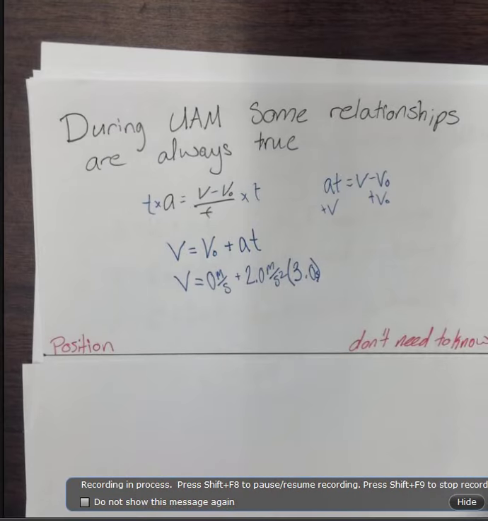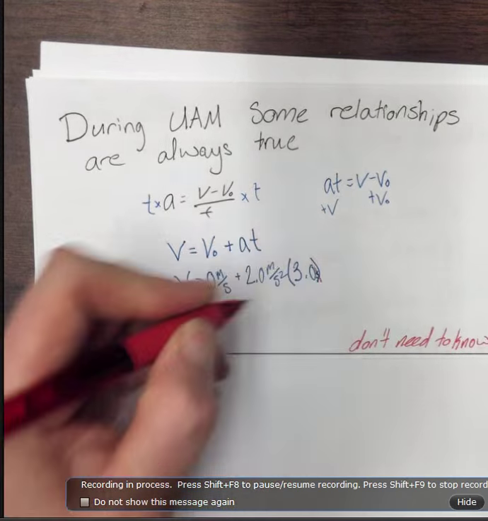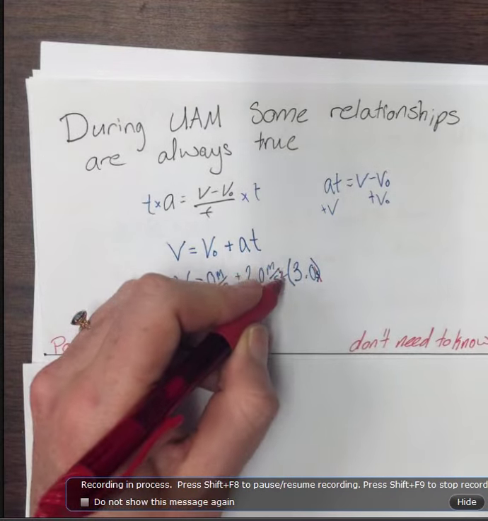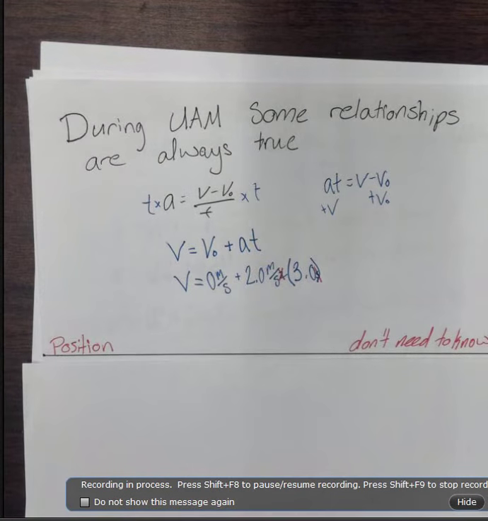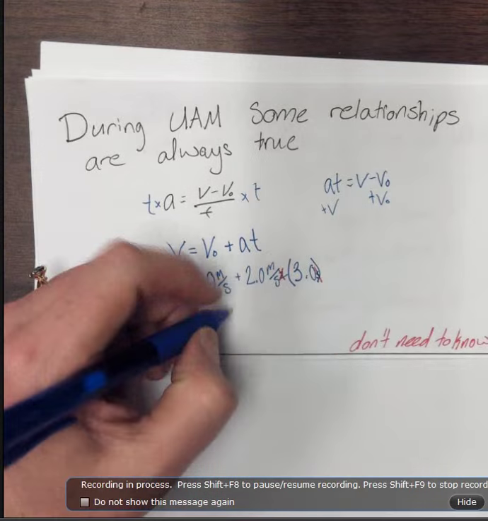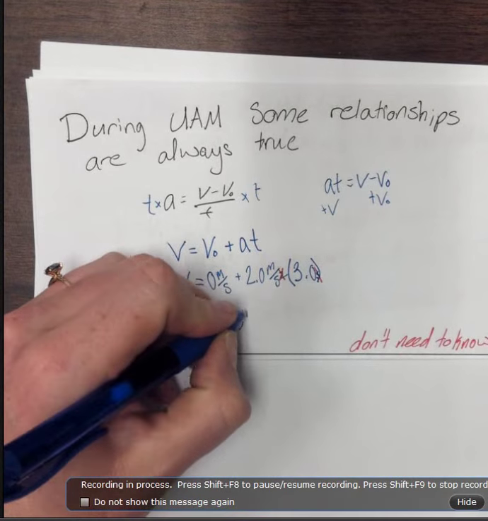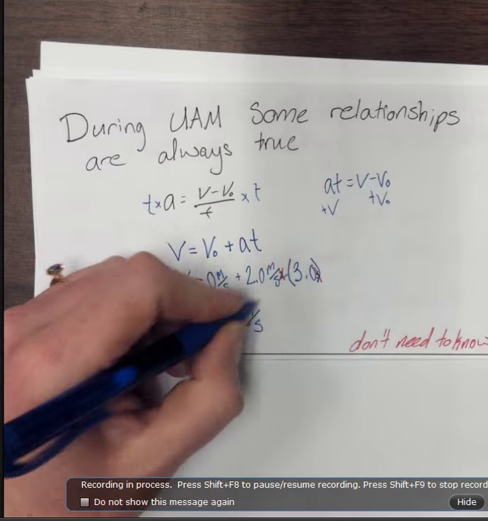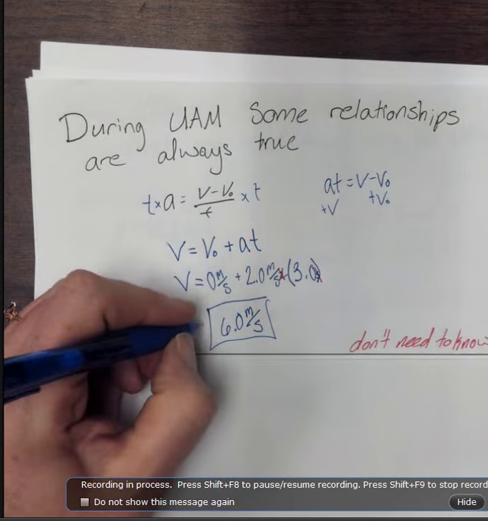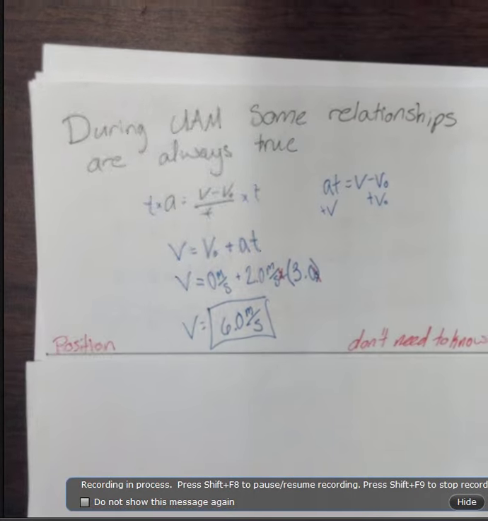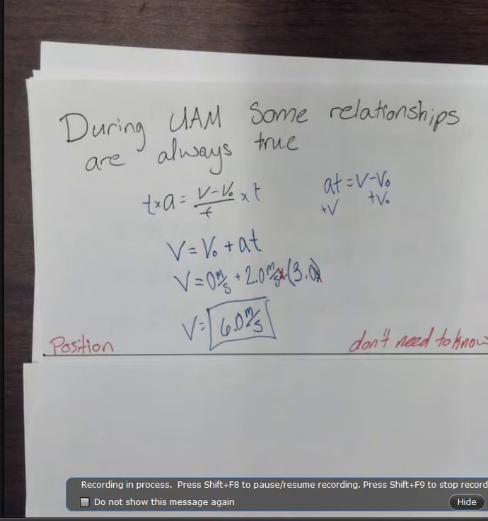When we do this problem, make sure to cancel your units. That second eliminates one of your denominator seconds, and 2 times 3 is 6.0 meters per second. The units cooperate here, and that's what your final velocity equals. If you can run like that, ladies and gentlemen, you're a pretty quick runner.